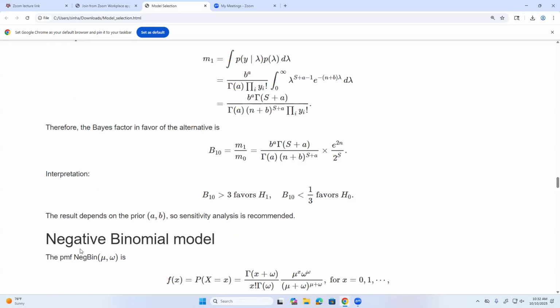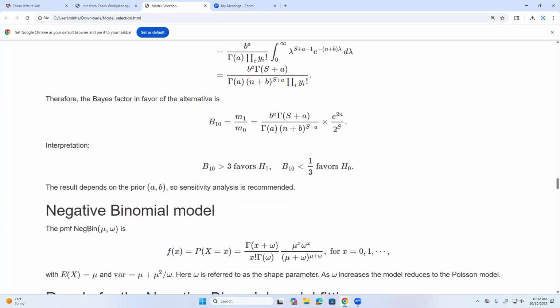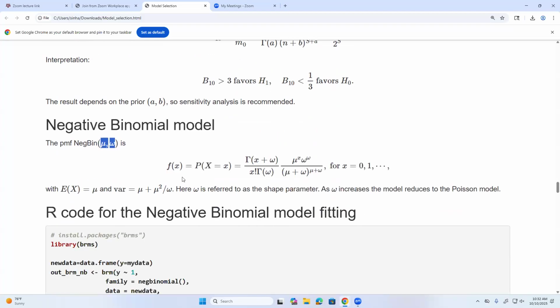Now, let us talk about the negative binomial model. This is a very important model for count data. The probability mass function for the negative binomial distribution with two parameters, mu and omega, is the following. So f(x) is the probability mass function, which is the probability that the random variable takes on the value little x, equal to this. And the possible values of the random variable are 0, 1, 2 up to infinity, like the Poisson random variable.